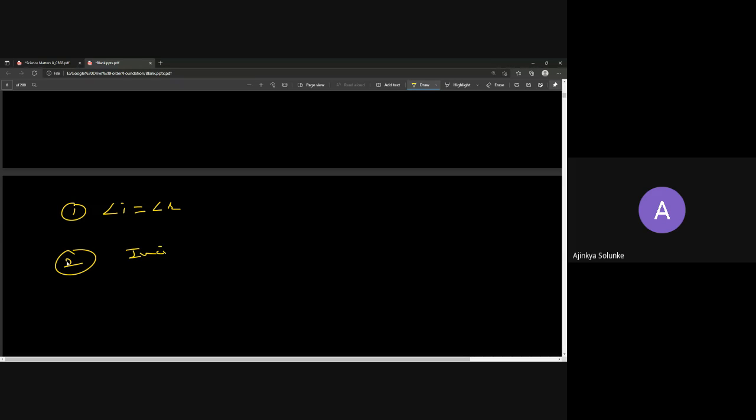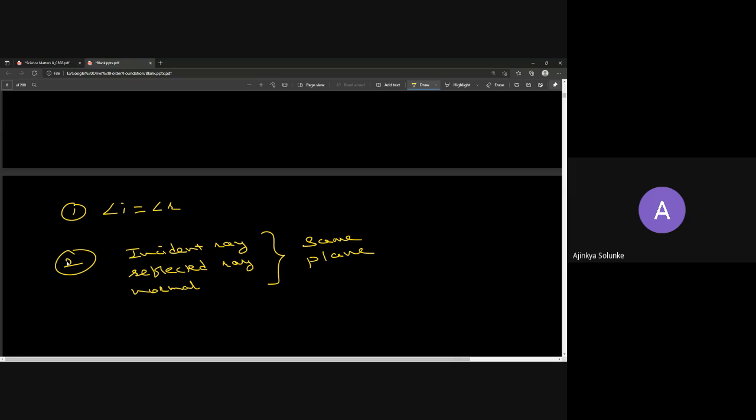Incident ray, reflected ray, and what is the third line which we are drawing? Normal. Okay, all those three things lie in the same plane. They lie in the same plane.